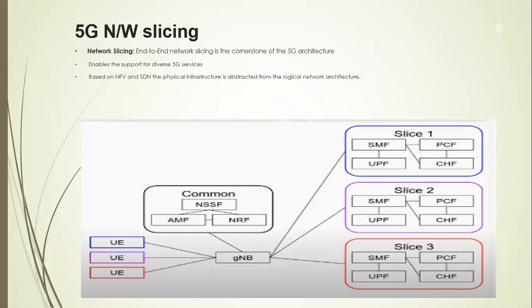So in order to find out the correct slice for a particular subscriber, there is a mechanism called network slice selection. It is a new function that is introduced in 5G, called NSSF, network slice selection function, which is basically to identify the slice for a particular subscriber. So if you see in the below diagram, the G node B is communicating with the NSSF, and thereby it will derive what is the slice to be used for a particular subscriber.